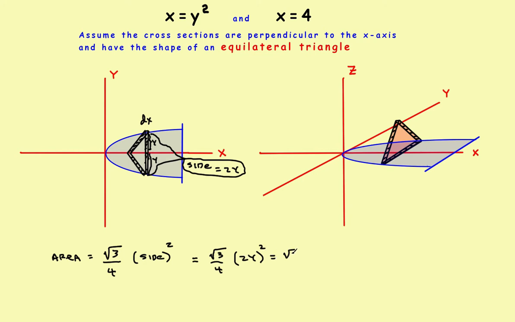You get square root of 3 divided by 4. And when you square the 2, you get a 4, and you get y squared. And then on this problem, the 4's will cancel out, so that cancels out with that. And you wind up with the square root of 3 times y squared.